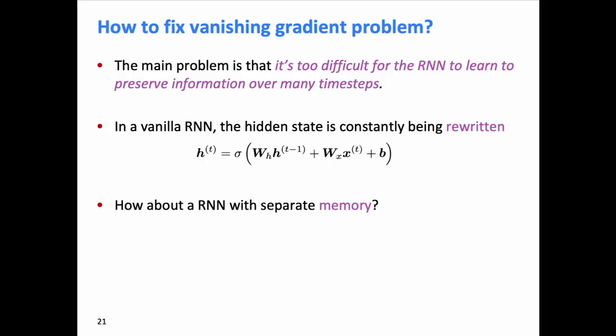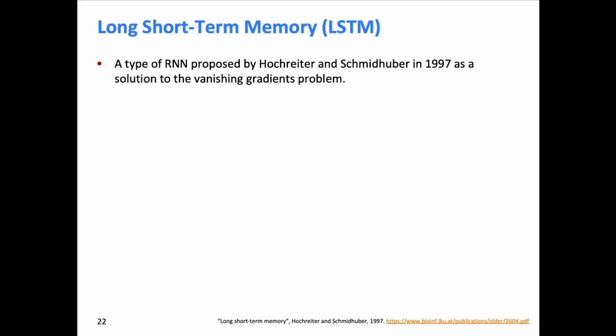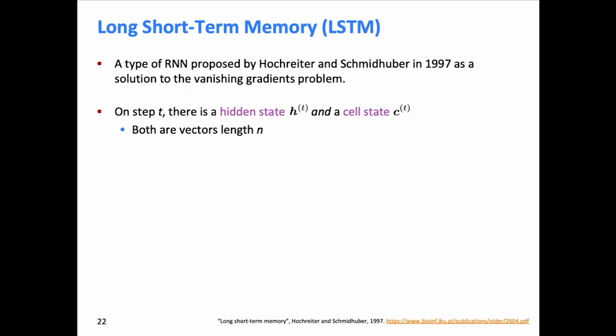So this is the motivating idea behind LSTMs, or long short-term memory RNNs. An LSTM is a type of RNN, and it was proposed back in 1997 as an explicit solution to the vanishing gradients problem. One of the main differences is that on each step t, instead of just having a hidden state, ht, we have both a hidden state, ht, and a cell state, which we denote ct. Both of these are vectors of the same length n. And the cell is meant to store our long-term information.